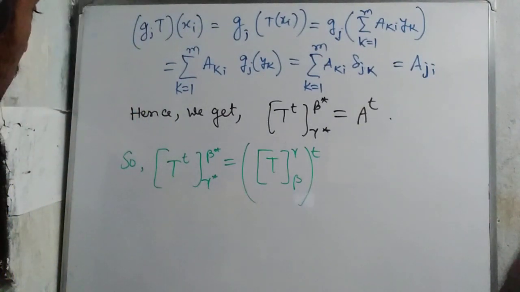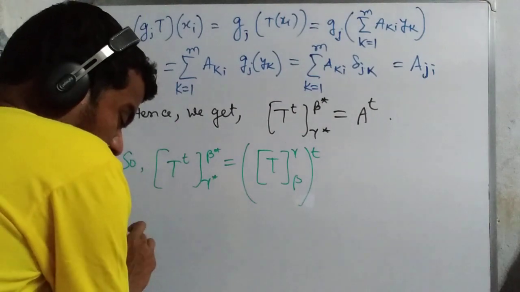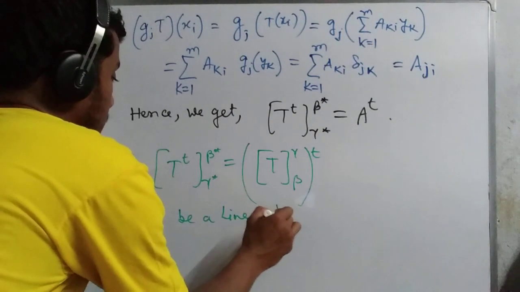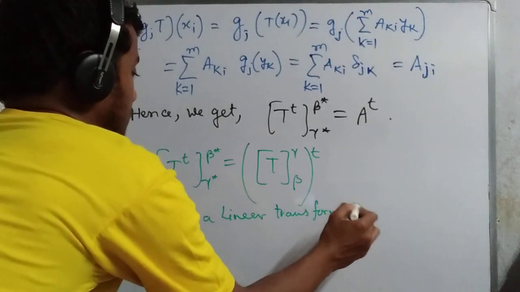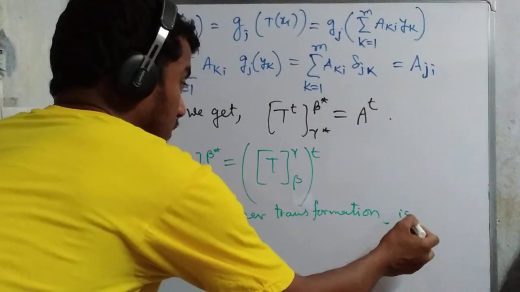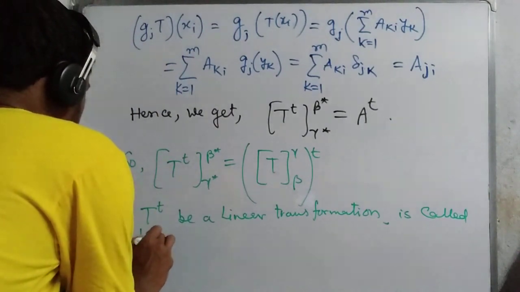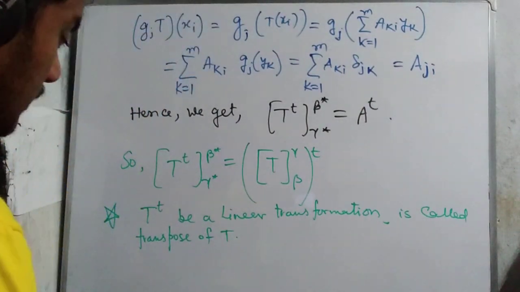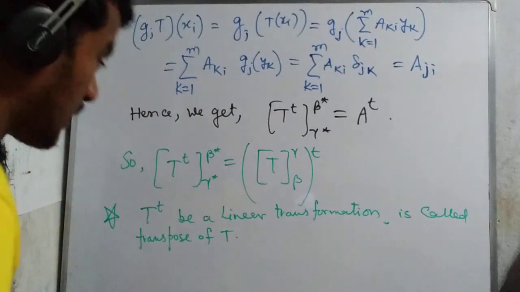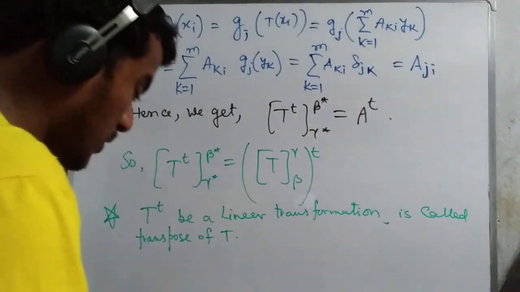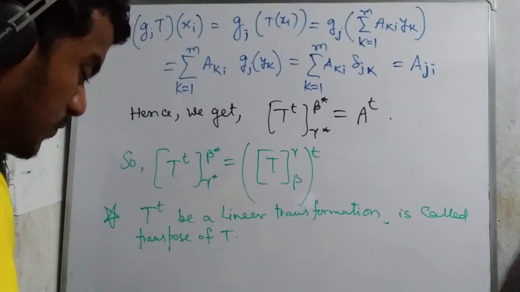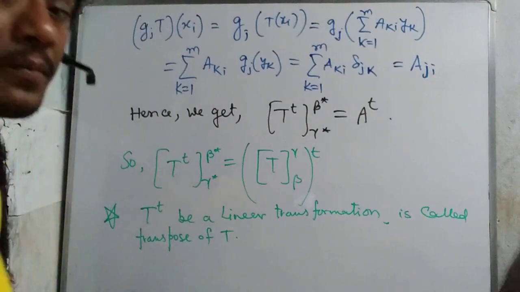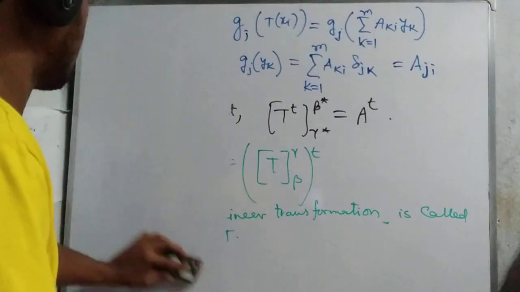Then we write the definition: T transpose, a linear transformation, is called the transpose of T. How the transpose of T is obtained, we will also discuss now. T transpose is the unique linear transformation, and again we will give one example related to that topic. So we erase that portion and go on to discuss one example.